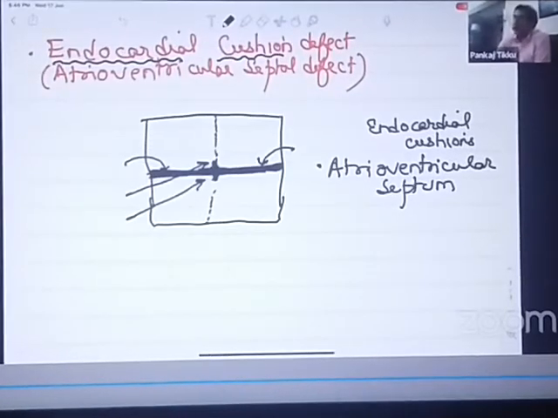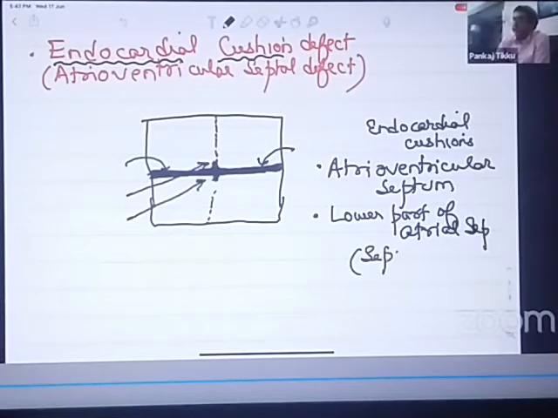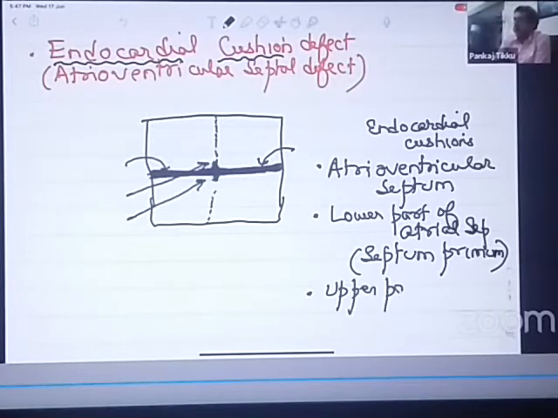Then endocardial cushions also take part in the formation of the lower part of the atrial septum, which is also known as the septum primum. And it is also known to take part in the formation of the upper part of the atrial septum.